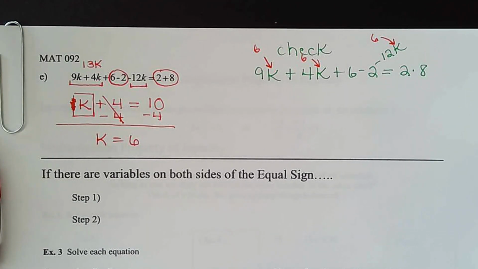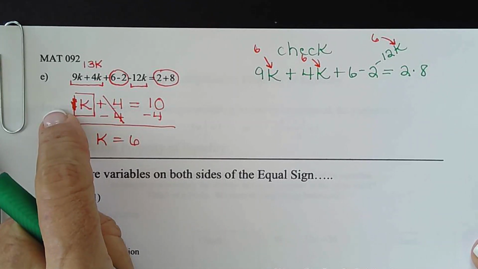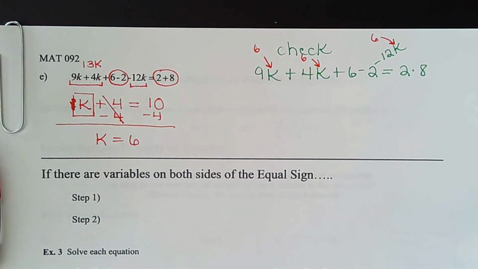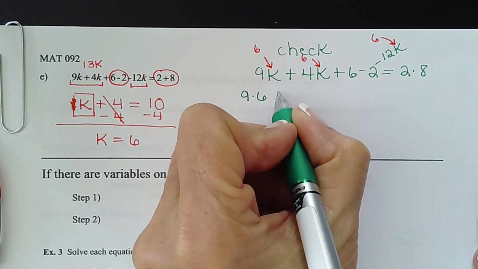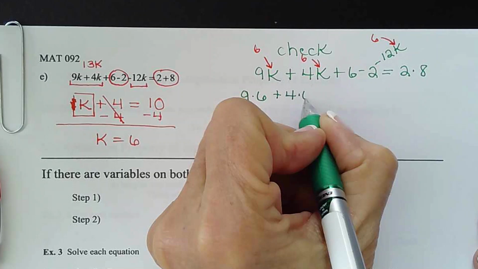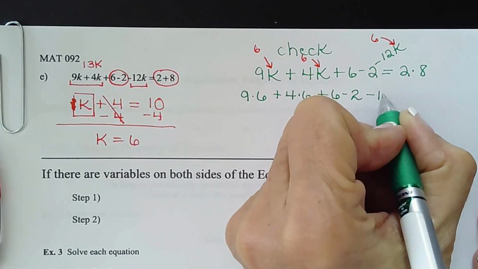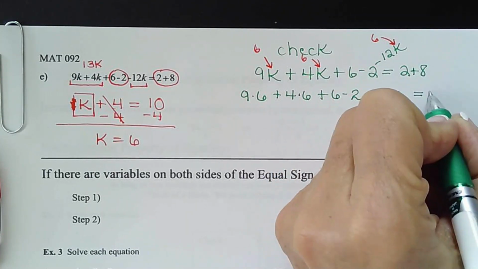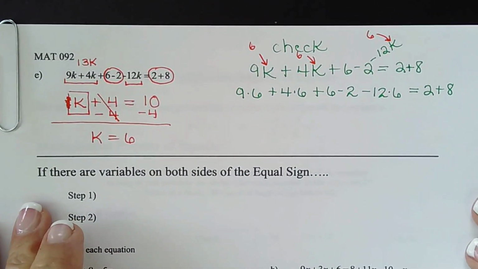And like I said, if you do a check in this, every teacher in the nation will count it wrong. Checks must be in the original. And that's why we have a calculator. We don't care if it's a long, ugly problem. We have a calculator. So 9 times 6 plus 4 times 6 plus 6 minus 2 minus 12 times 6 equals 2 plus 8, not times 8. I'm losing my mind again already.